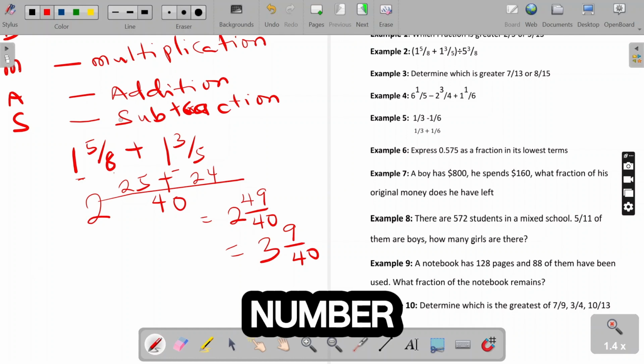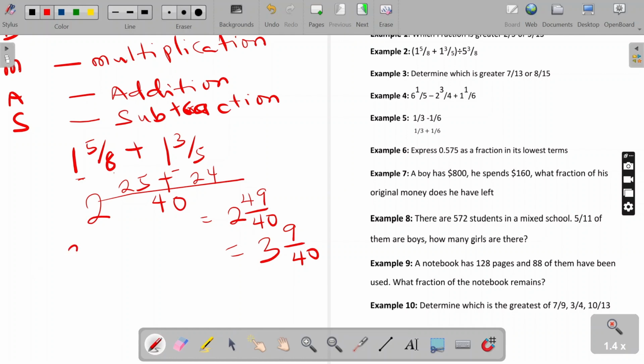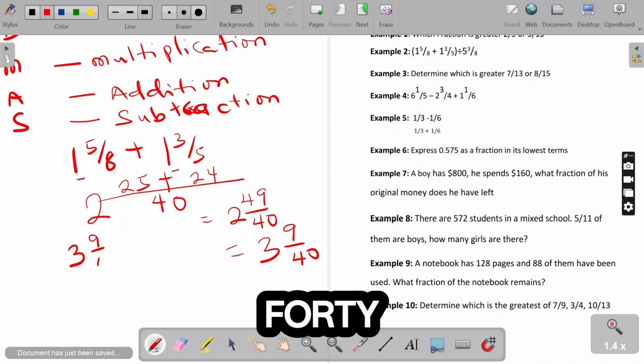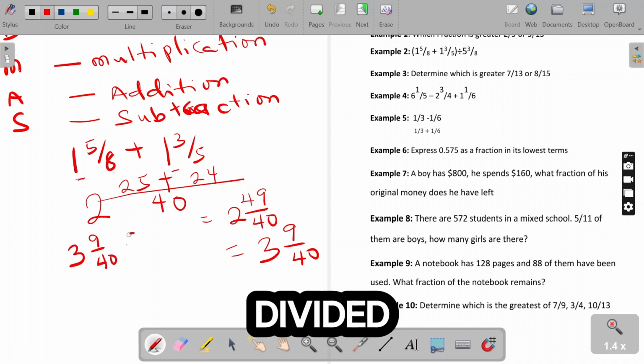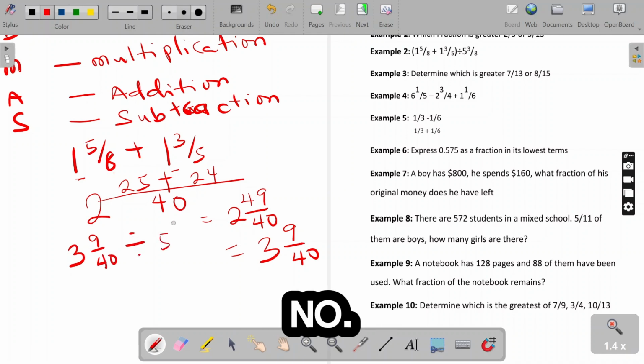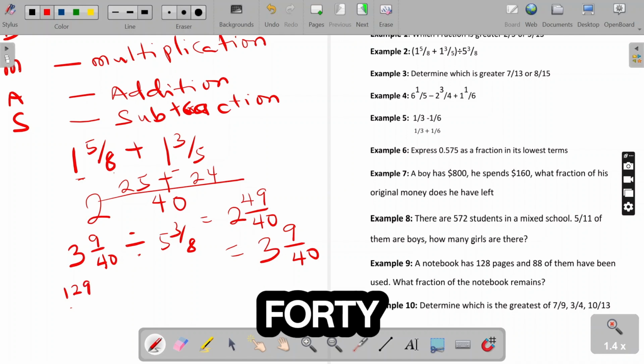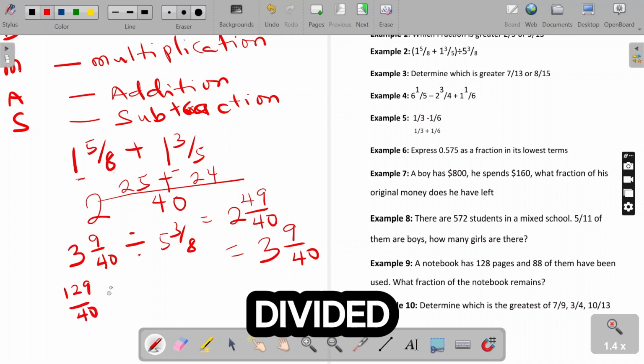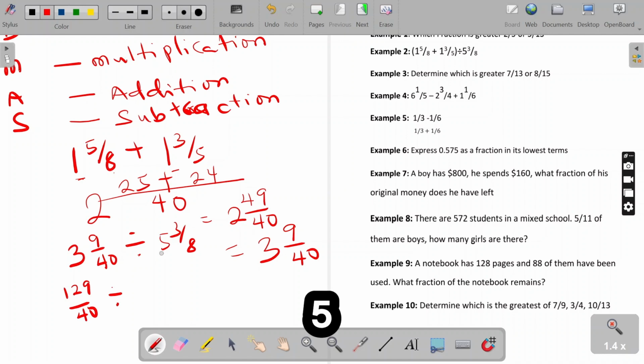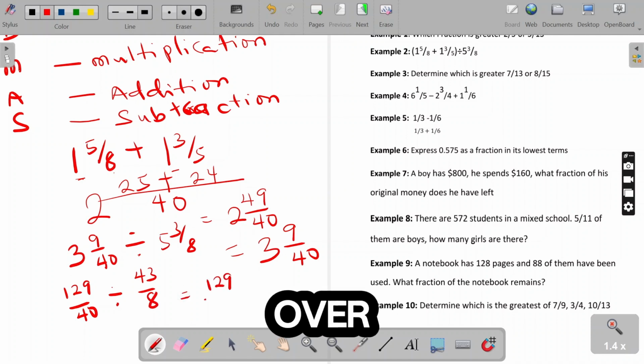We have 3 whole number 9 over 40 divided by 5 whole number 3 over 8. That will give me 40 times 3 is 120, plus 9 is 129 over 40. Then for the divisor, 8 times 5 is 40, 40 plus 3 is 43 over 8. So that is 129 over 40 divided by 43 over 8.